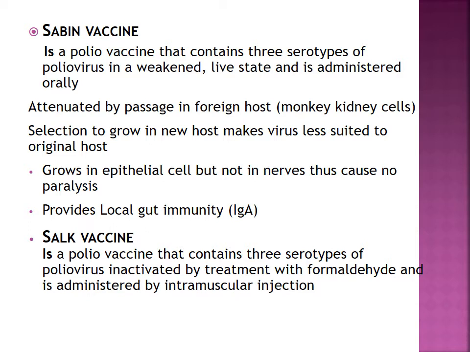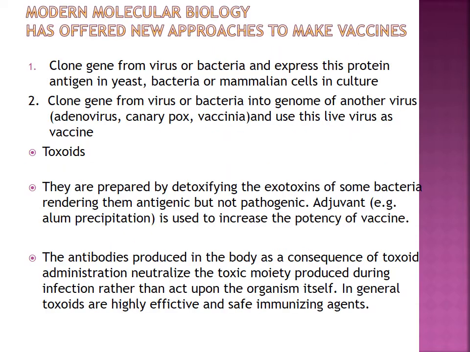This type of vaccine will provide local gut immunity, mainly IgA antibody, which will attack the virus on second exposure to it. The Salk vaccine is a polio vaccine that also contains 3 serotypes, like Sabin, but they are inactivated by treating them with formaldehyde, and it is administered by intramuscular injection, not orally.